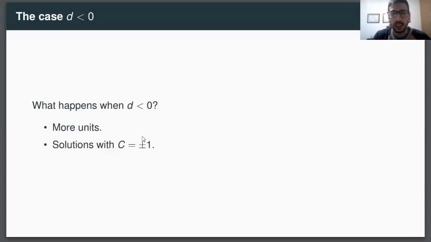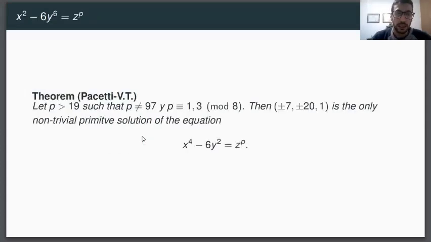And another problem is that we could have solutions a, b, c with c equal to 1 or -1. So this solution could be a solution for all the possible values of p. This was treated in the second paper, and we have results of this kind. If p is bigger than 19, such that p is different from 97, and p is congruent to 1 or 3 modulo 8, these conditions are because we have to discard the newforms with CM, then this is the only non-trivial primitive solution of this equation. Notice that it is a solution for all the possible values of p.